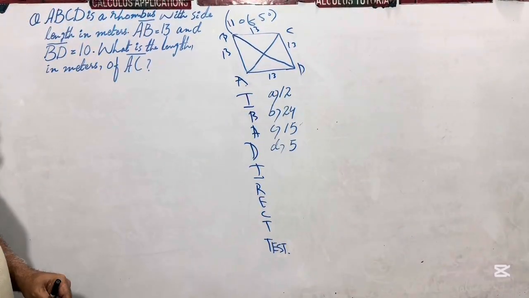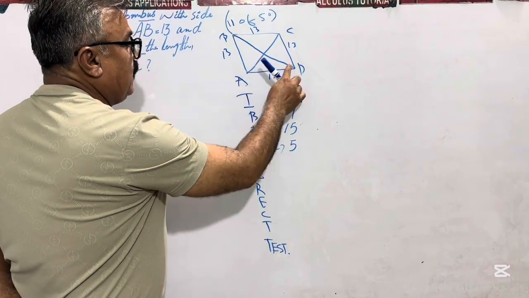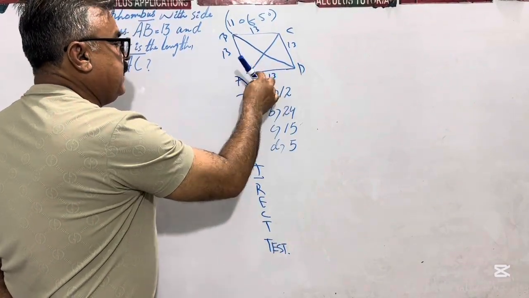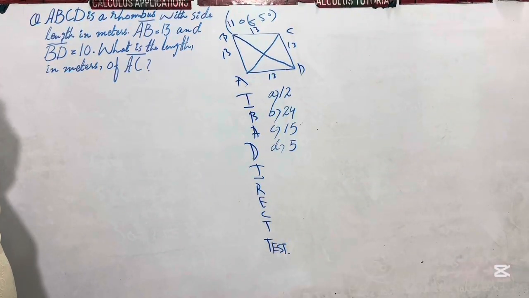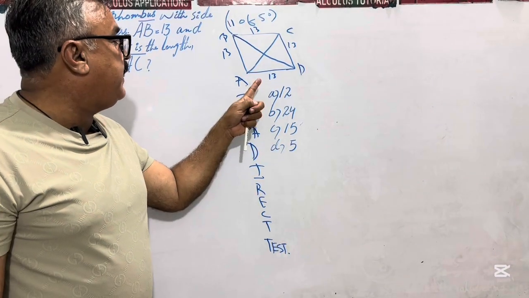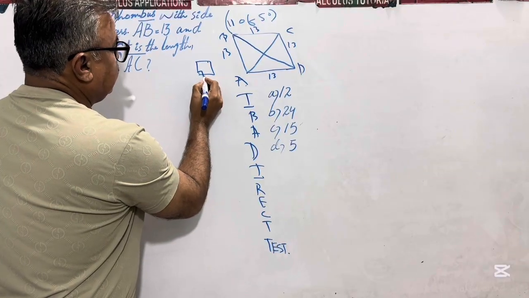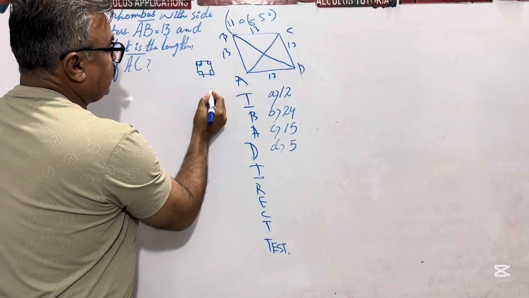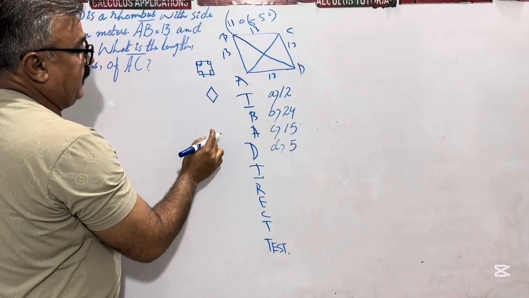Like a square, but unlike a square, it has no angle of 90. The point of difference between rhombus and square is that each angle of a square is 90, but a rhombus has no angle of 90.